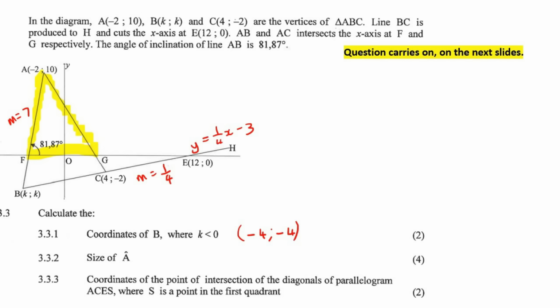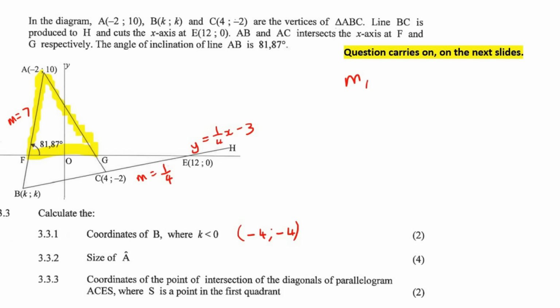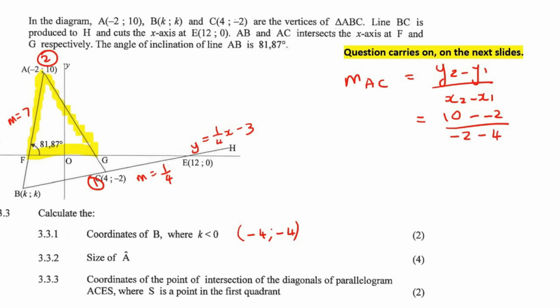And so we already know this angle. Now we just need to get this angle. So we can work out the gradient of this line over here, the gradient of AC. Let's just write out the formula, y2 minus y1 over x2 minus x1. It doesn't really matter, but I'll let this be point 2 and this be point number 1, just so you can follow along. And so that's going to be 10 minus 2 over minus 2 minus 4. And that actually gives us 12 at the top, minus 6 at the bottom, so that's negative 2.